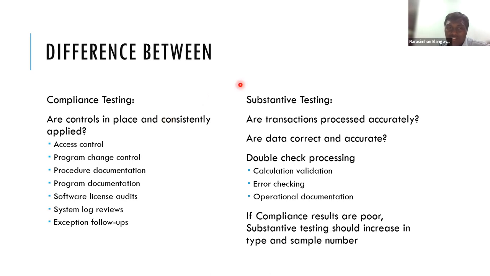Next, compliance and substantive testing. I think we already spoke of it, but for example, this is an examination question. In which of the following cases is compliance testing followed? Access, program change control, program documentation, error checking, right? So you choose all three except the error checking. So these are a few examples of substantive versus compliance testing.